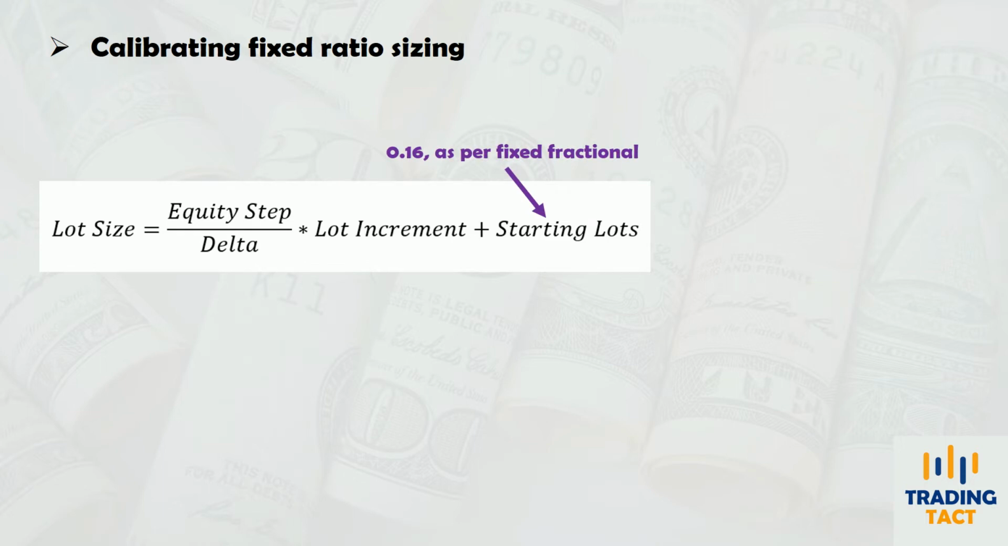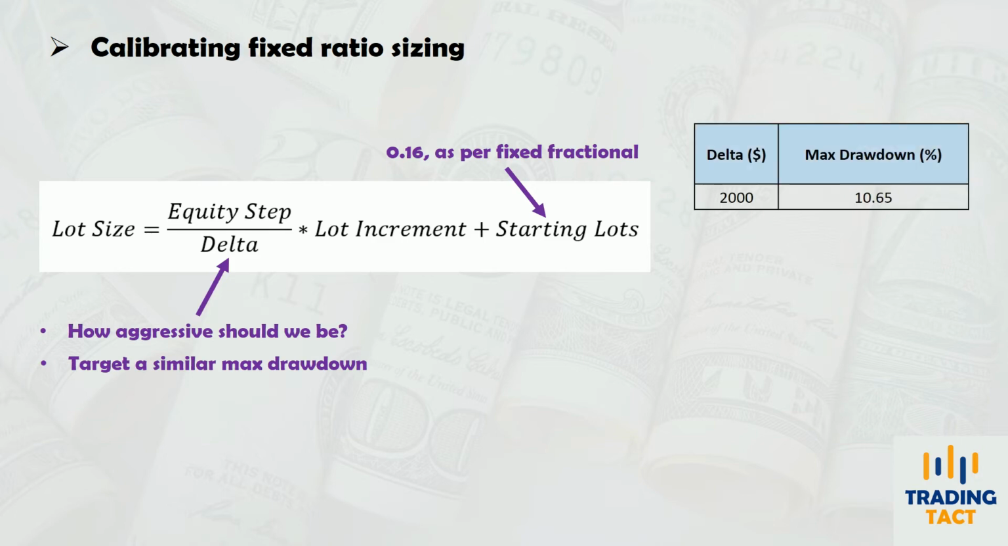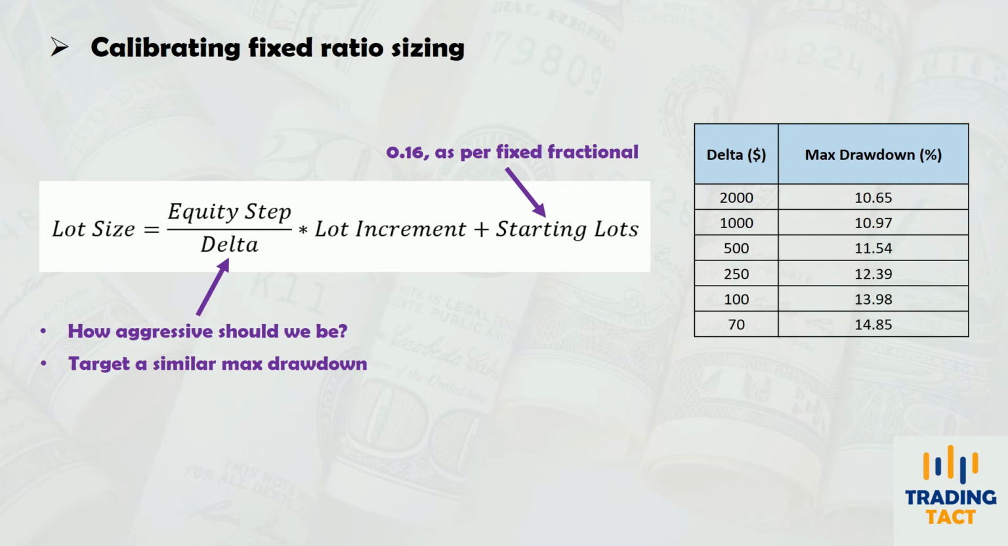Remember how the delta value controls the aggressiveness of the fixed ratio approach? To ensure a fair comparison with the fixed fractional approach, we'll tailor the delta value such that we get a similar maximum drawdown of 14.56% over the backtest. I tried an initial $2,000 delta and it only produced a 10% drawdown, so I repeatedly decreased the delta as shown below. Turns out a $70 delta gives a 14.85% drawdown. That's close enough for me.